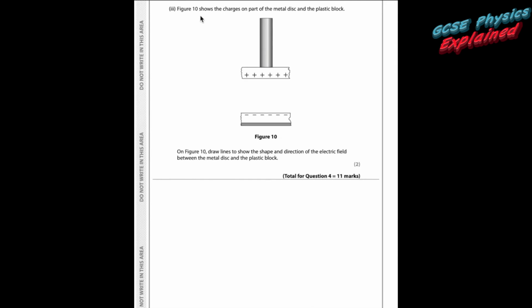Part 3. Figure 10 shows the charges on part of the metal disc and the plastic block. On Figure 10, draw lines to show the shape and direction of the electric field between the metal disc and the plastic block. Right, you need at least 3 straight lines that are equidistant apart. So that means equal distance apart, so the same distance there as what it is there. And the electric field always flows from the positive to the negative.